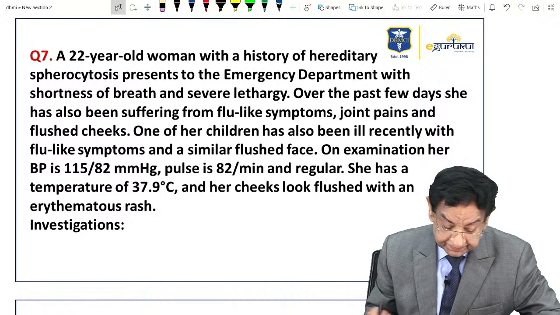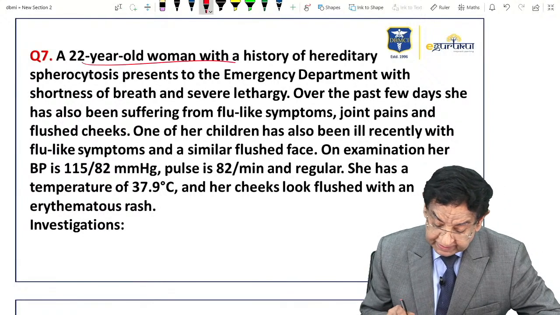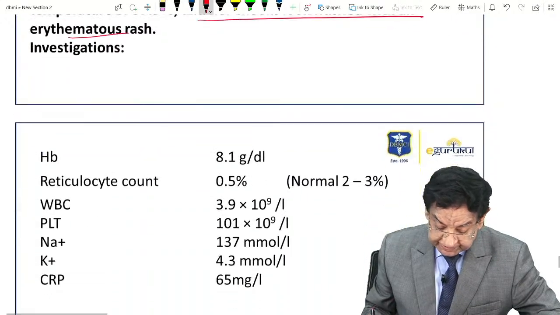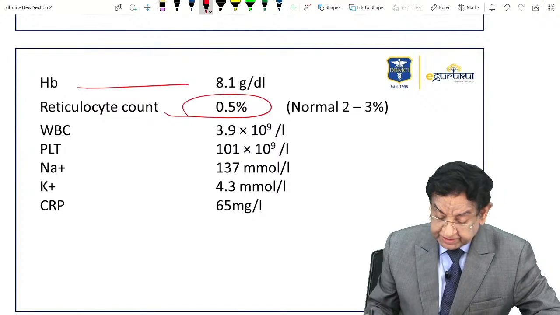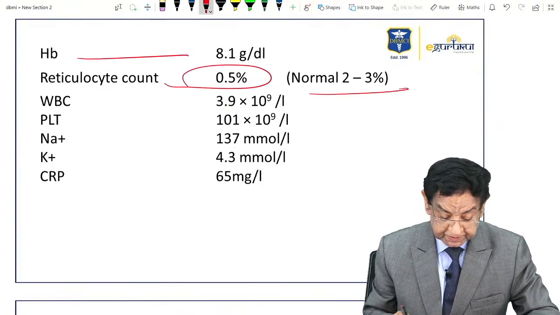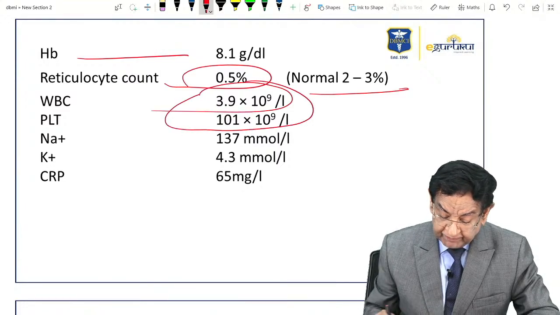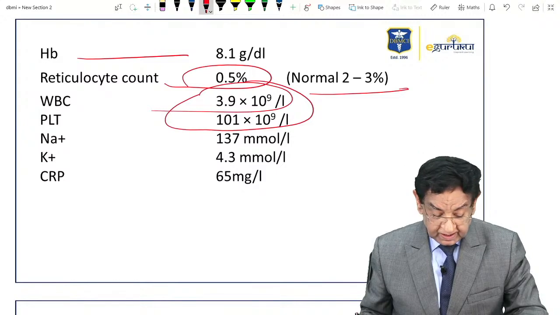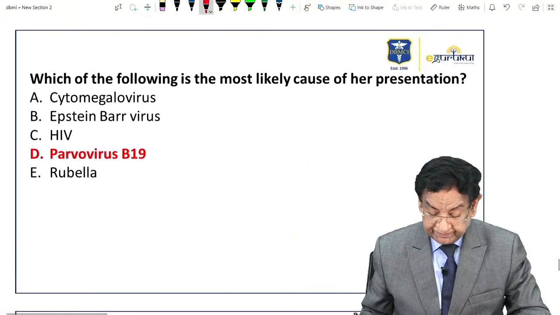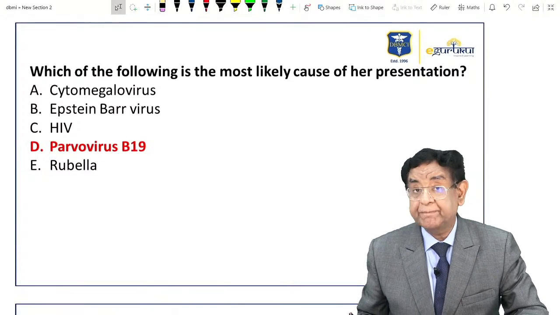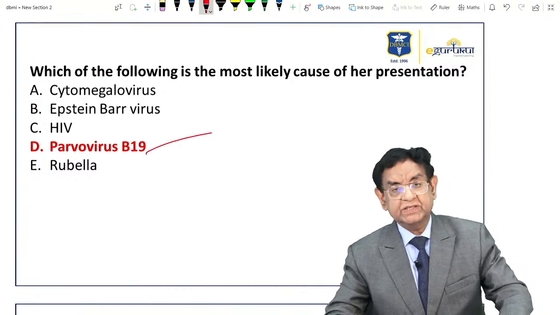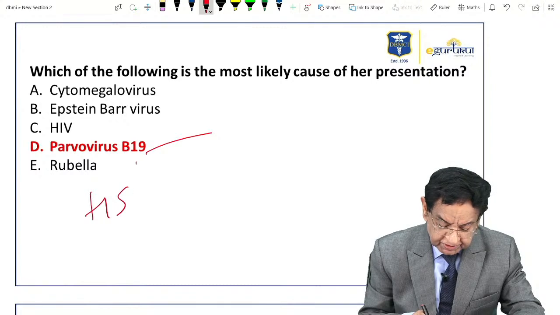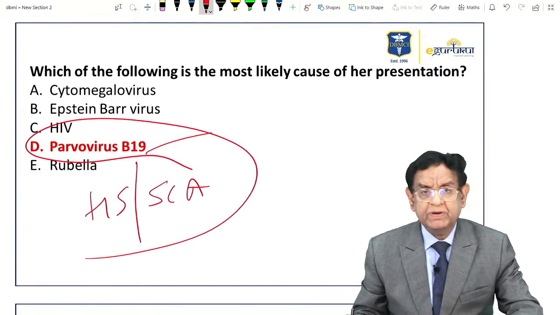We are getting a 22-year-old lady, BP is normal and there is a skin rash. Investigation: Hb reduced, retic count reduced, normal 2 to 3%. WBC reduced, platelet, everything is reduced. That means reduced Hb, reduced platelet, reduced WBC, also retic count reduced. And definitely this will happen in case of aplastic anemia. And aplastic anemia is caused by parvovirus, well known. The aplastic anemia in a case of hereditary spherocytosis or sickle cell anemia, the most common cause is parvovirus.